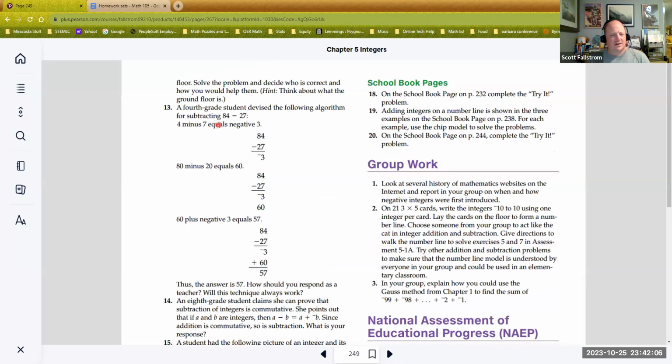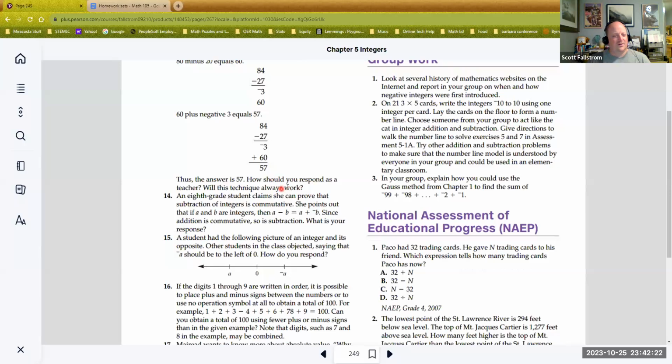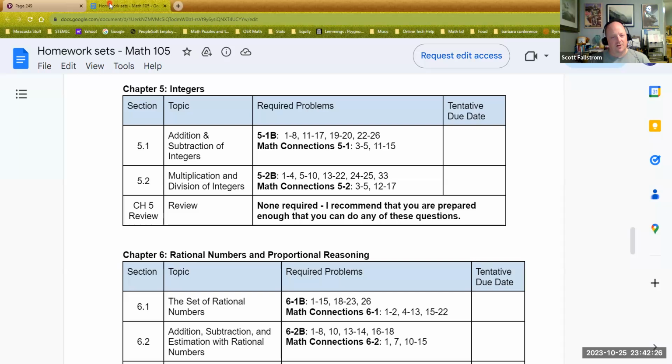Question 13 is very similar to what we did back in a prior unit. This was with subtraction back in 3.3. So think about what the student is doing as they're doing subtraction and getting to a negative value. Is this okay? Will this technique always work? And if you were doing the other ones on your own, you probably already have the answer to that.